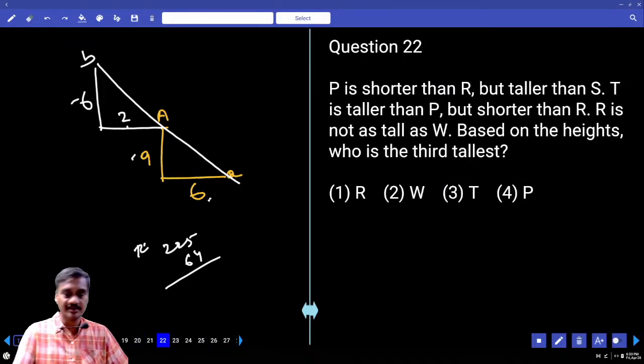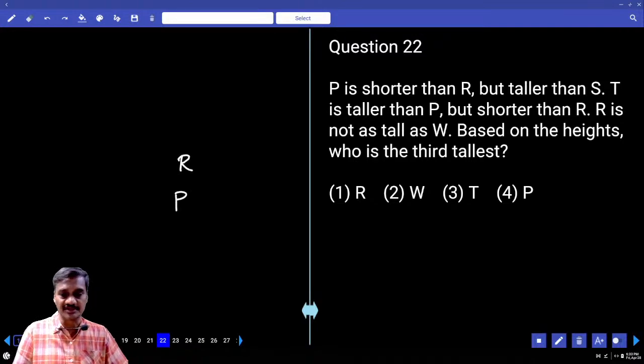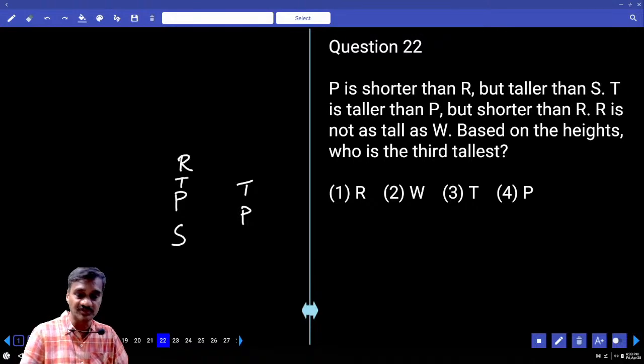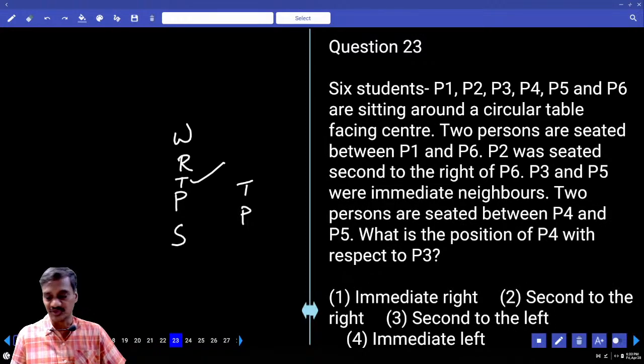Then the 22nd. P is shorter than R but taller than S. T is taller than P but shorter than R. R is not as tall as W. W is here. Who is the third tallest here? T is the third tallest, that is choice 3, question number 22.